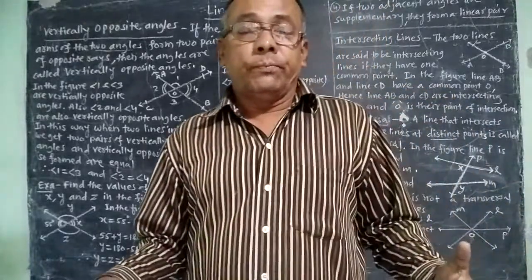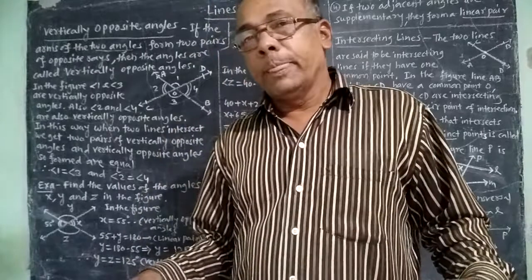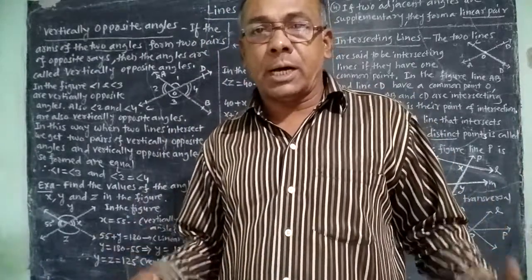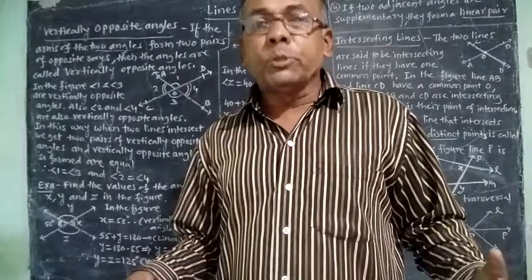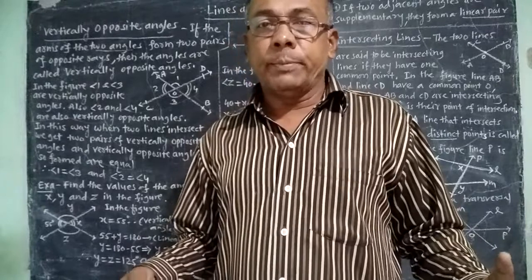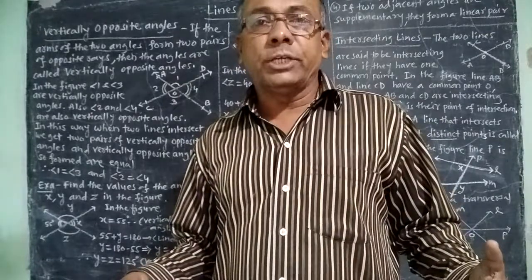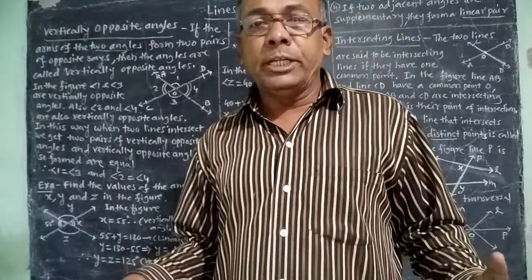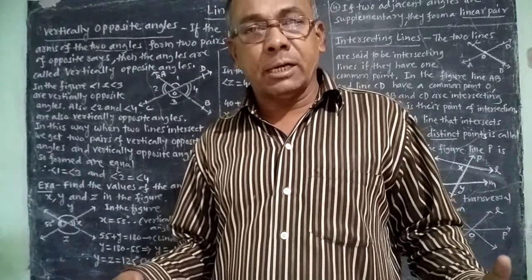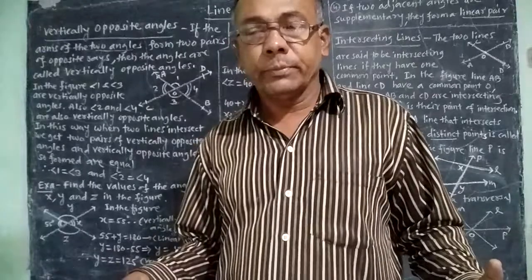Also, we have seen the linear pair of angles. If the two angles have one side common and the remaining two sides are opposite rays, then the two angles are called a linear pair of angles. Also, we have seen that the sum of the two angles of a linear pair is 180 degrees. That is, linear pairs are always supplementary to each other.